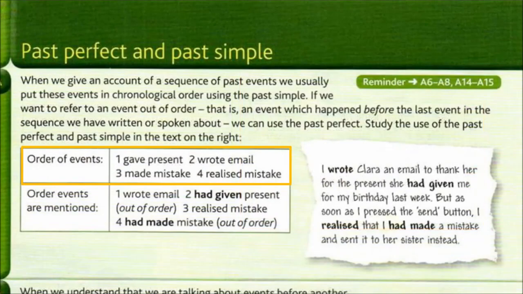Order of events. 1. Gave present. 2. Wrote email. 3. Made mistake. 4. Realized mistake. Order events are mentioned. 1. Wrote email. 2. Had given present. 3. Realized mistake. 4. Had made mistake.